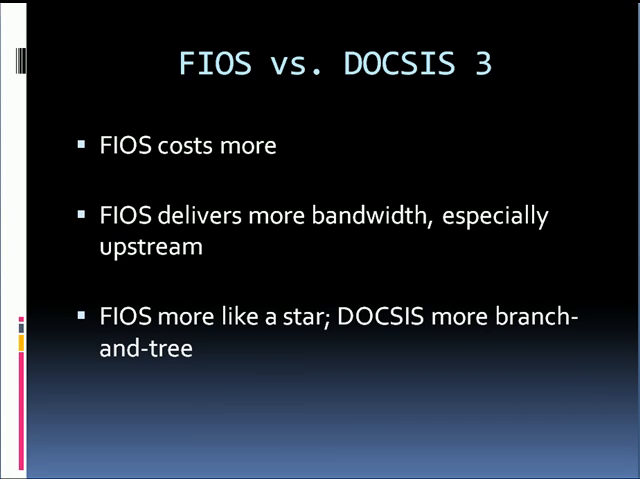In comparing FIOS against cable's DOCSIS 3.0 standard, we note that FIOS will cost significantly more to implement because it represents a forklift upgrade of Verizon's existing plant compared to the evolutionary DOCSIS 3.0. FIOS delivers more bandwidth, however, especially in the upstream link. FIOS is more like a star architecture, where DOCSIS represents a continuation of the cable company's existing branch and tree architecture.